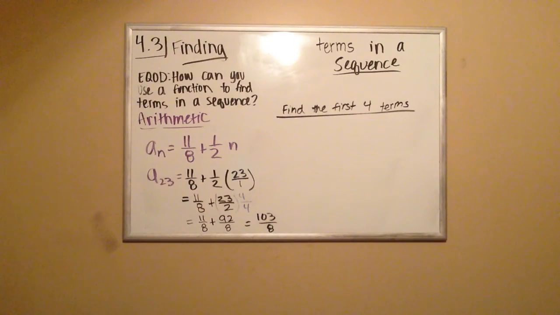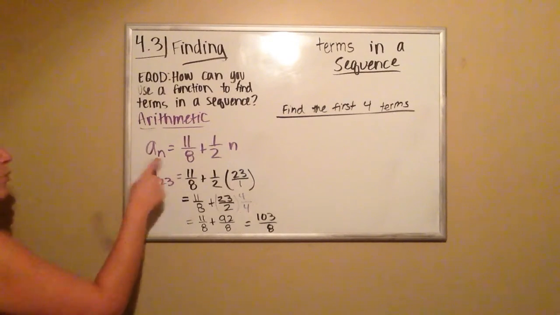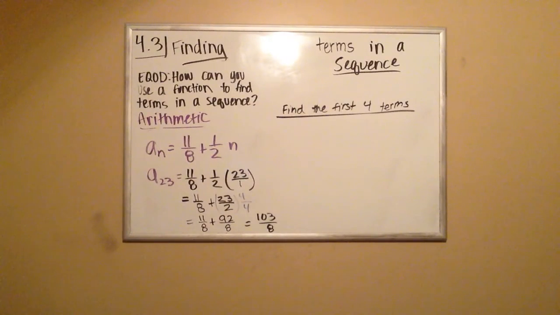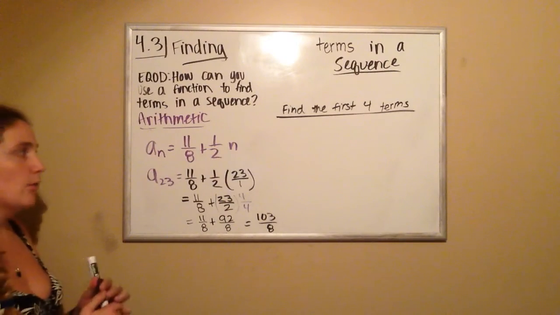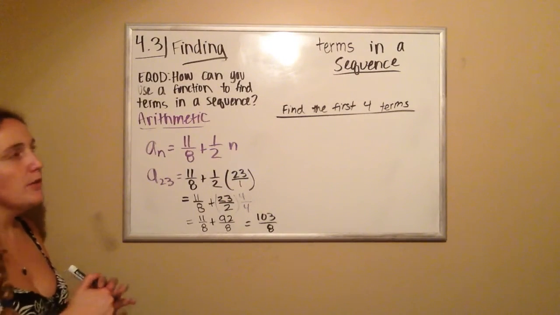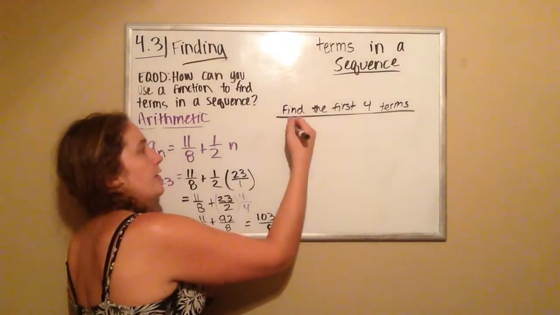Okay, also we got to find the first 4 terms though. Remember, in order to find the first 4 terms, we could take a 1, plug it in for n, a 2, plug it in for n, a 3, and so on. There's another way, so I'm going to do that for the first term. You guys got to do it for the first term.